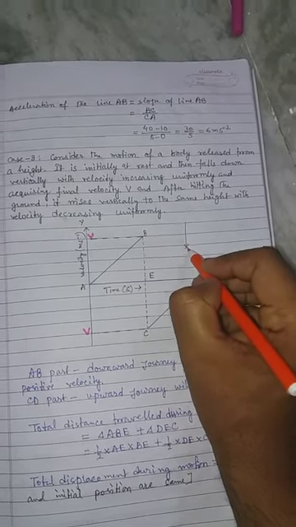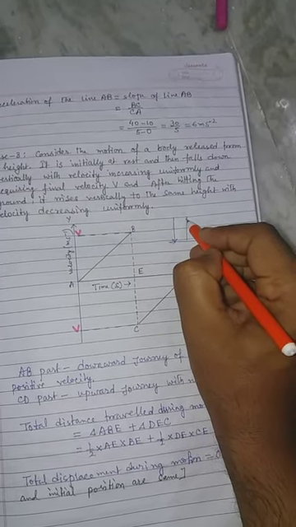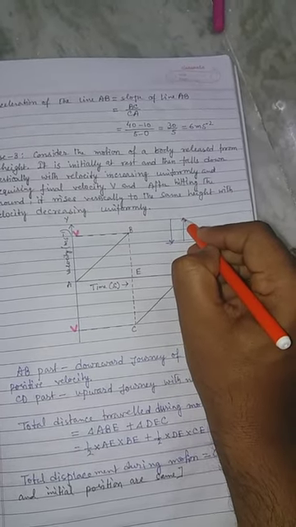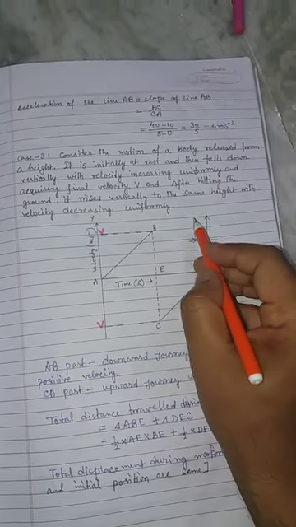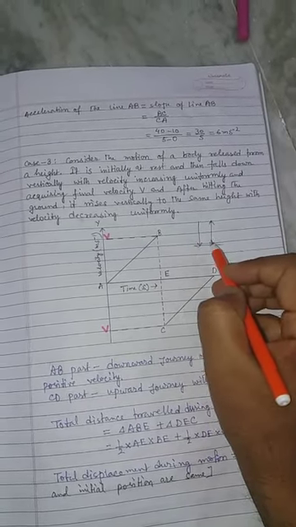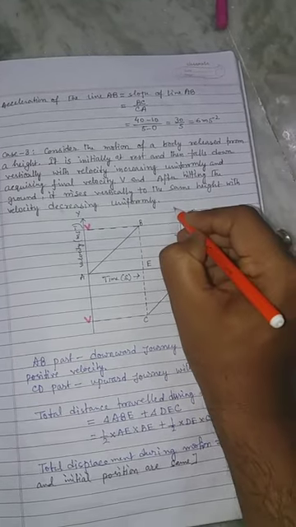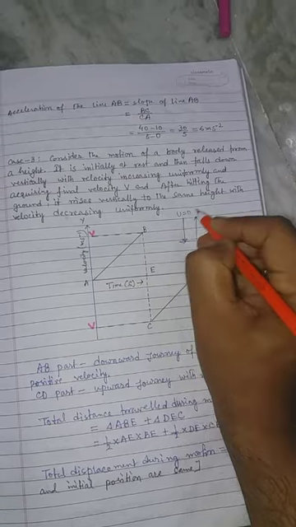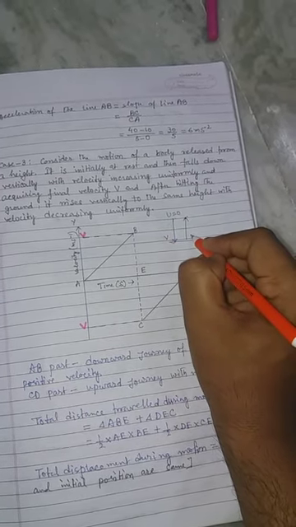then strikes the ground, it changes direction. If this one is positive, then this one will be negative. Initial velocity u equals 0, final velocity v.